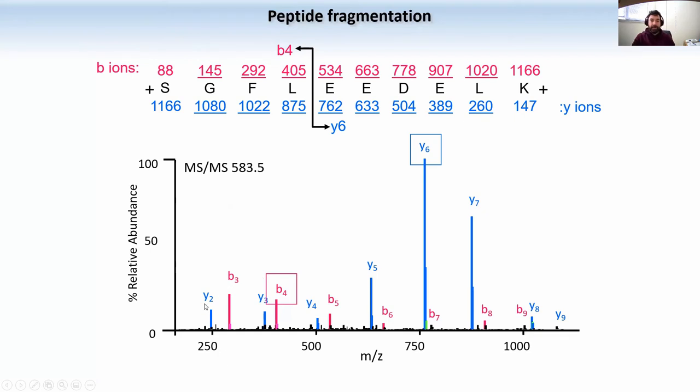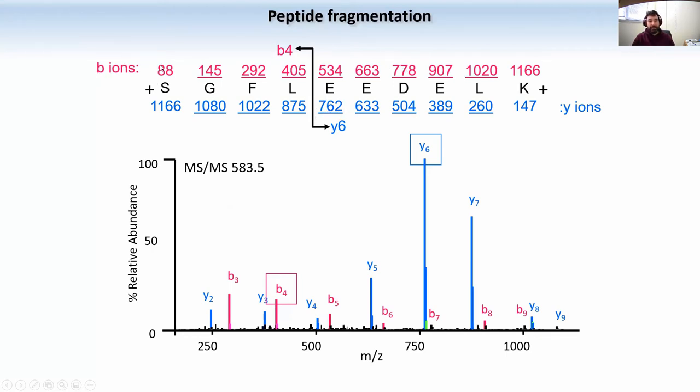So in the end, you have molecules that are broken in only one bond, and every time you break this molecule, you form two fragments. Let's say if you break it here, you form a fragment made of SGFL and another fragment made of EEDELK. Right? So because we know the mass of the amino acids, we can also easily predict what would be the mass of a fragment if the peptide breaks in this position, right? So if it breaks in this position, we will have two fragments, one with a mass 405 and one with a mass 762.